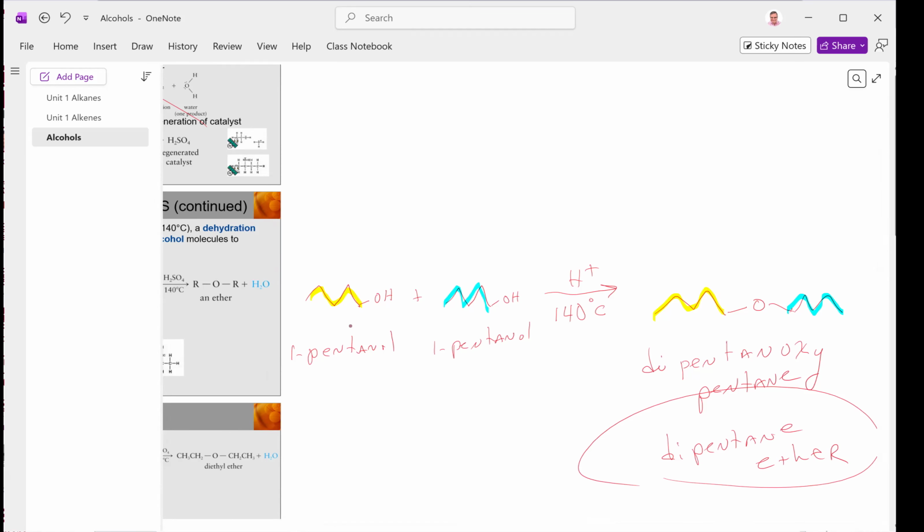And this part here refers to this here. And then penta, there are 5 carbons, and we're doing that onto a pentane backbone. Okay, so at 140, we form an ether. At 180, we form an alkene.